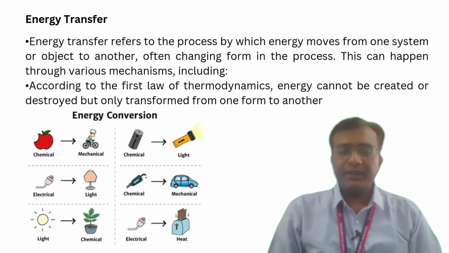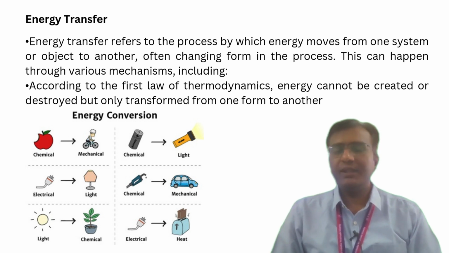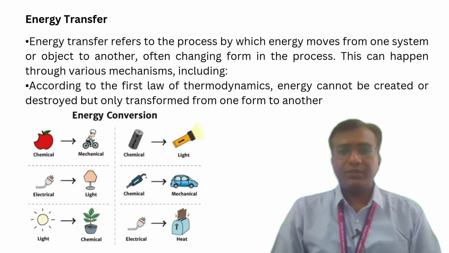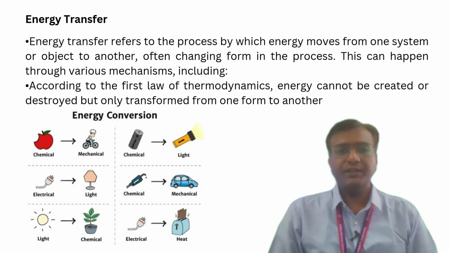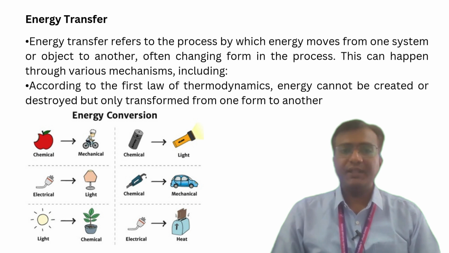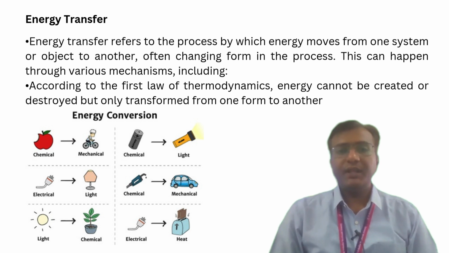Okay, so now we were discussing the first law of thermodynamics, which is the cornerstone of energy transfer in thermodynamics. This law states that energy can neither be created nor destroyed. Instead, energy can only be transformed from one form to another or transferred from one system to another. The total amount of energy in an isolated system remains constant. This principle dictates that energy transfer is a conservation process. Energy is simply moving around and changing its appearance, not disappearing or appearing out of nowhere.